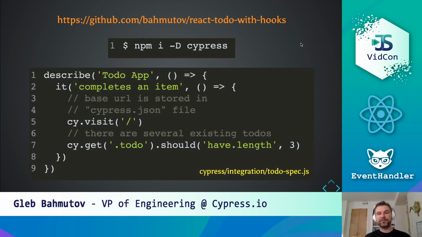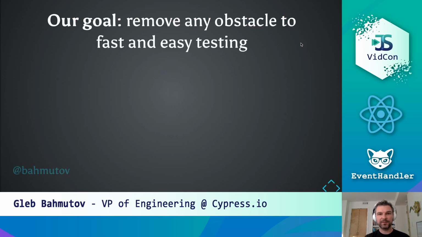That takes a minute. Then I write a test, and the first complete test that I would write describes a to-do application. I would visit the site using cy.visit. This command actually loads the site in a real browser like a real user would. And then I would find all elements with class todo, and then I assert that there are 3 items at the beginning. These items are hard-coded by the application. It's a typical test.